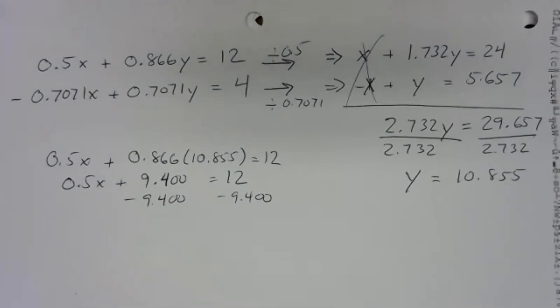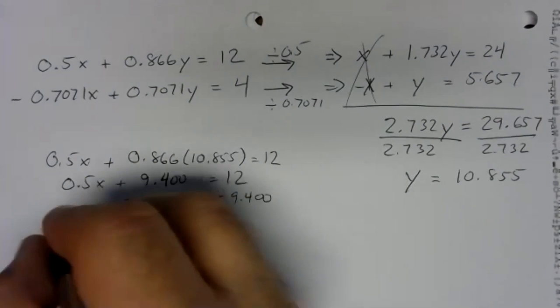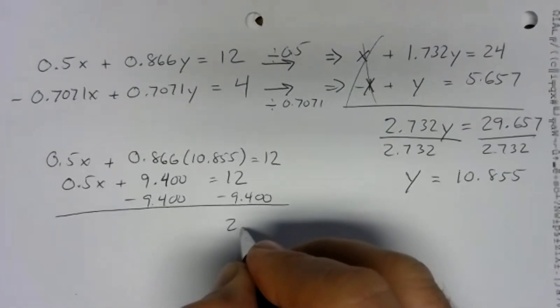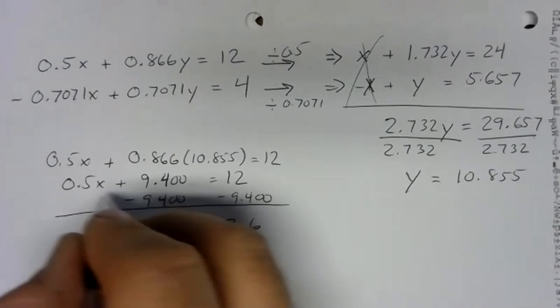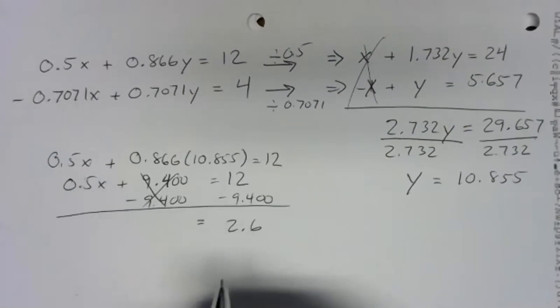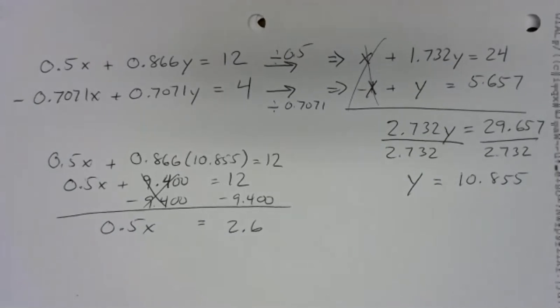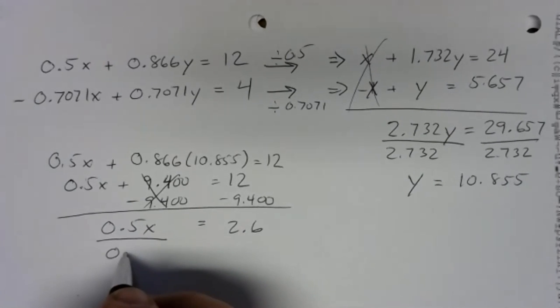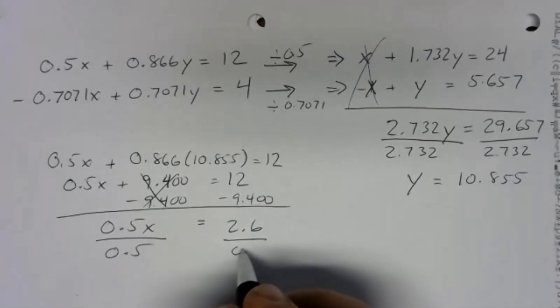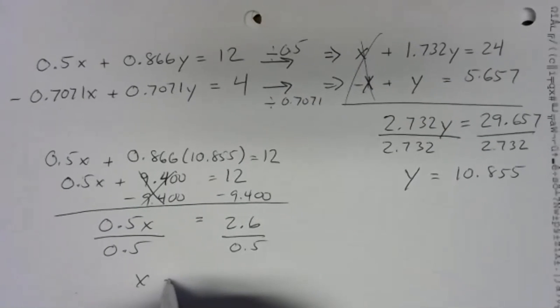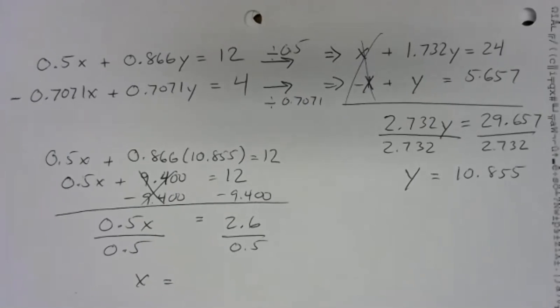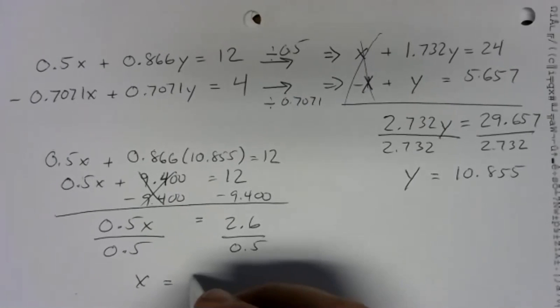So we have 12 minus 9.4. So we have our 2.6 there. So 2.6 and 0.5x. The solution is the same with decimal coefficients, just divide both sides by the coefficient. And x will be 5.2.